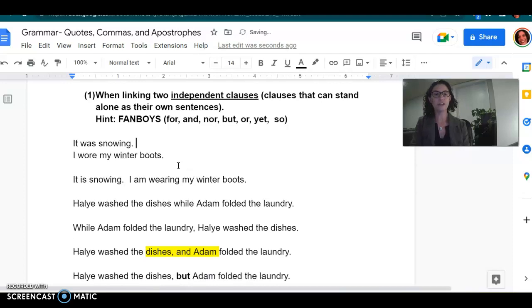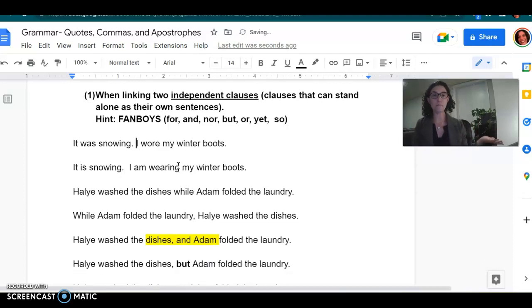And in your writing, you could have two sentences back to back that just says it was snowing, period. I wore my winter boots, period. And that would be grammatically correct. However, you may want to link these two thoughts together, right? It was snowing, and then the reason you're wearing your winter boots is because it was snowing. So for style reasons, you may want to link these sentences together with the word so. It was snowing, so I wore my winter boots.